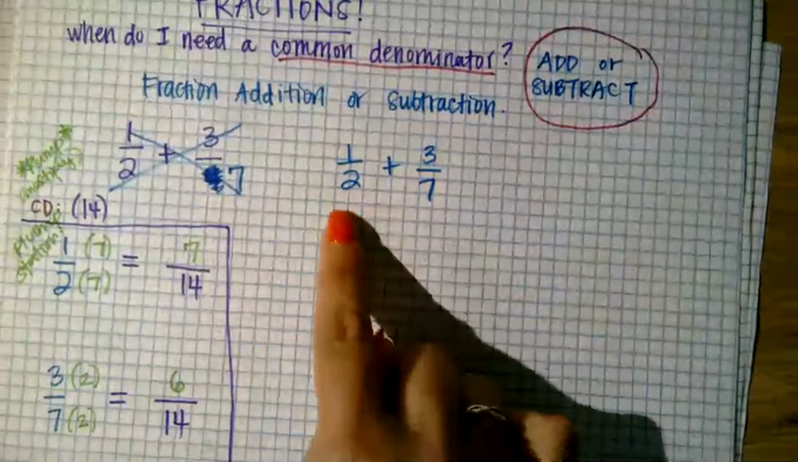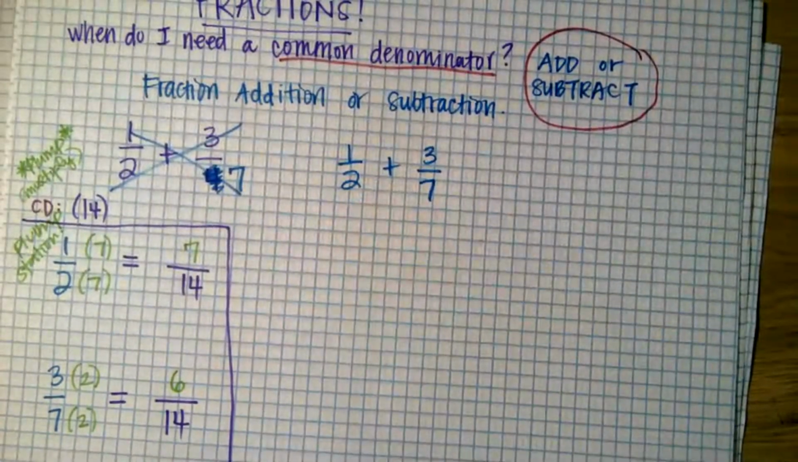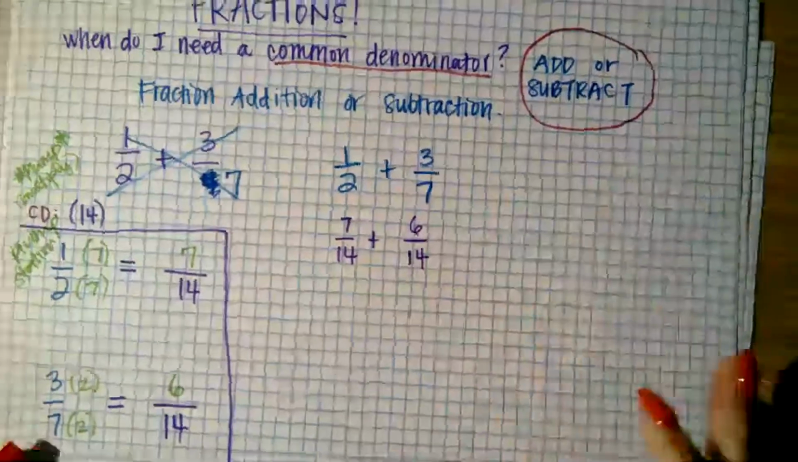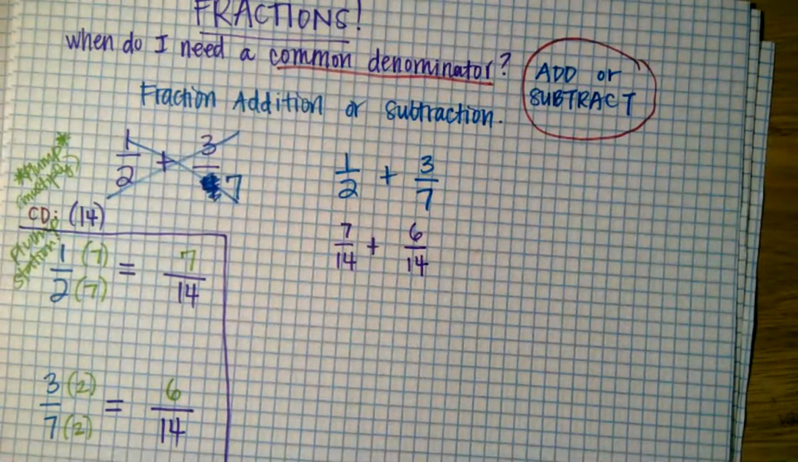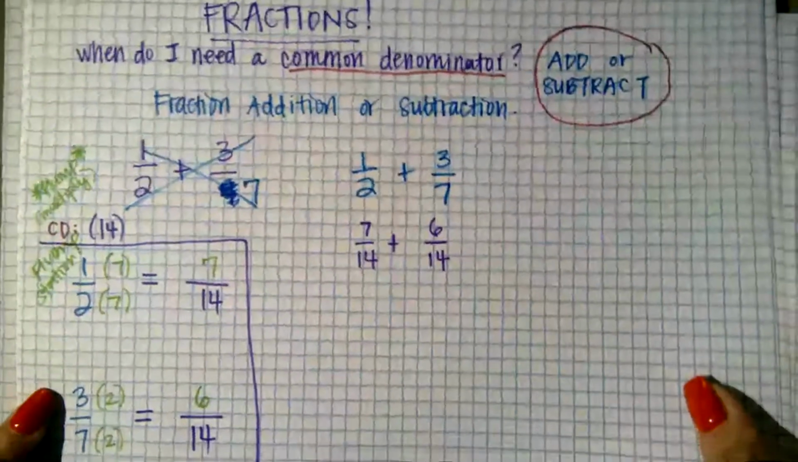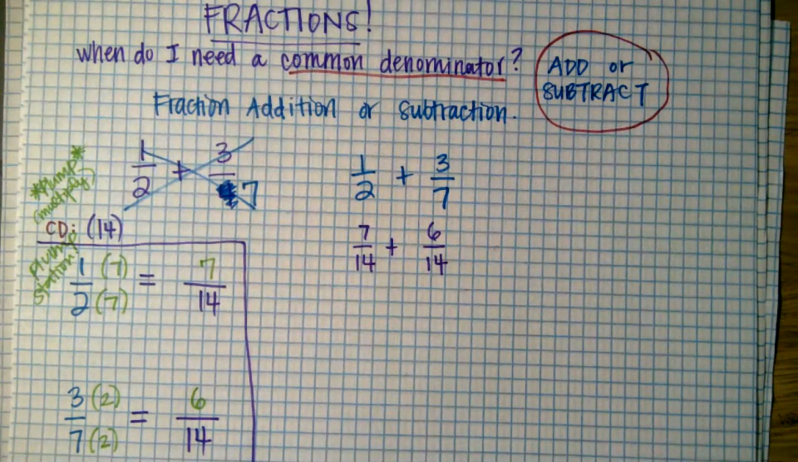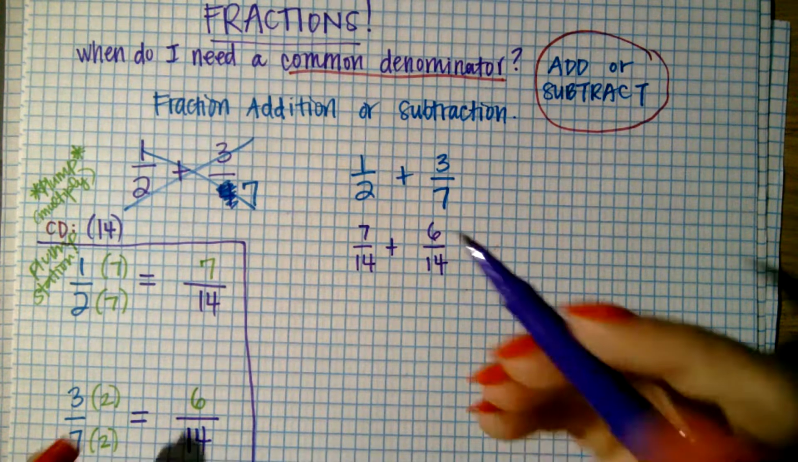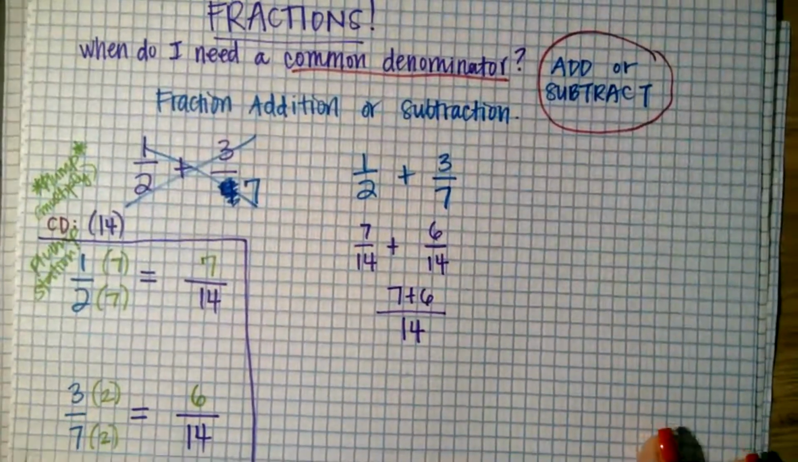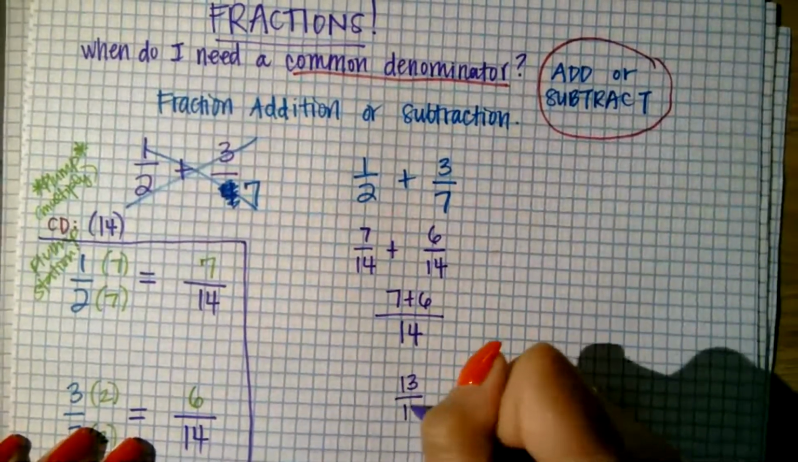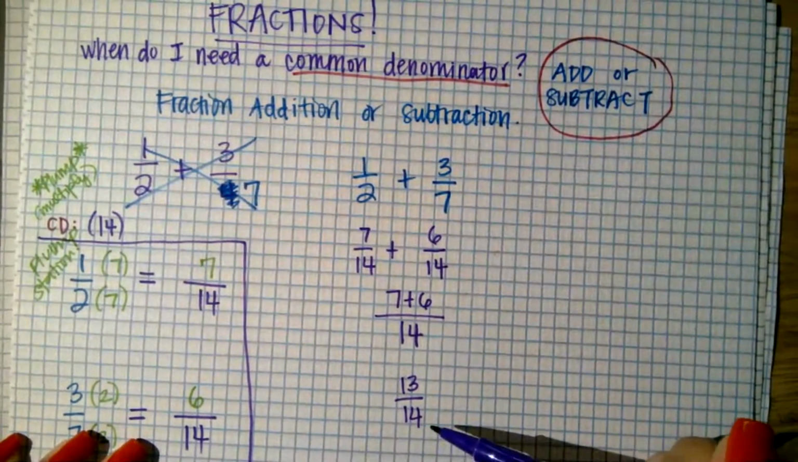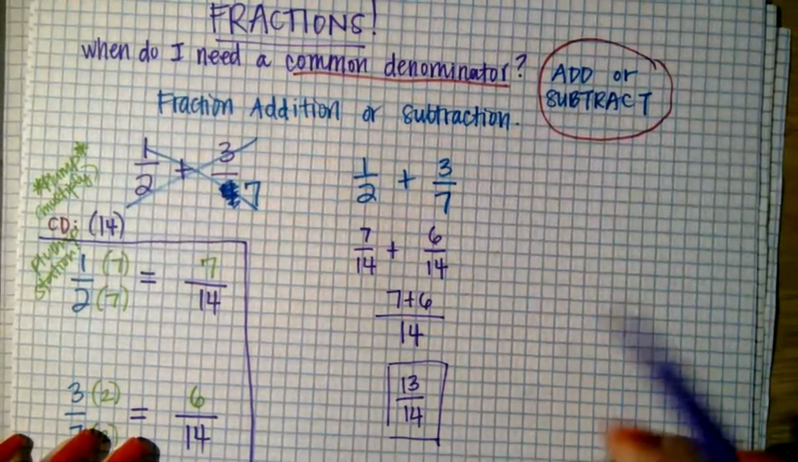My plump is ready. So now instead of dealing with 1/2 plus 3/7, I am now going to deal with 7/14 plus 6/14. Once I've reached a common denominator, all I need is to now analyze just the numerators. So all I have to do is just analyze the numerators. 7 plus 6 gives me 13 over 14. I can't simplify this anymore because there are no common factors between the numerator and the denominator that I am able to factor out. So that is my final answer.